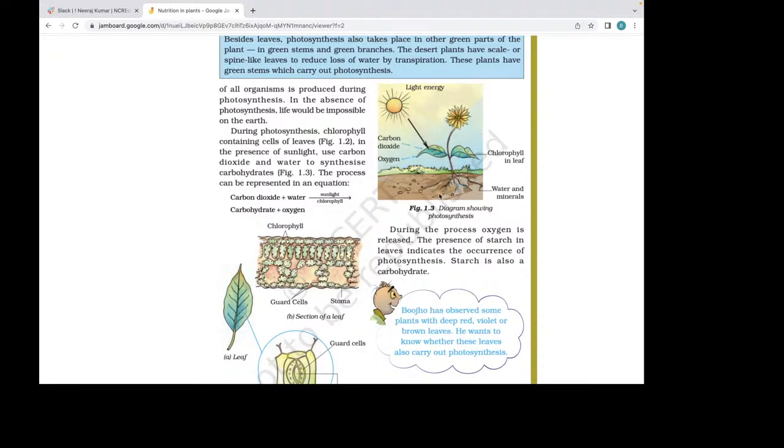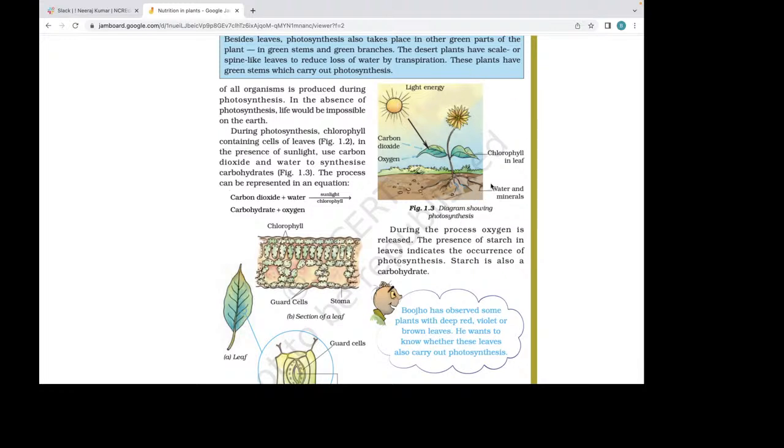These are the roots which are absorbing water and minerals from the soil. This is from where they take carbon dioxide and release oxygen. This is the source of energy, that is sun, which is giving sunlight to the leaf, and this is the entire process.